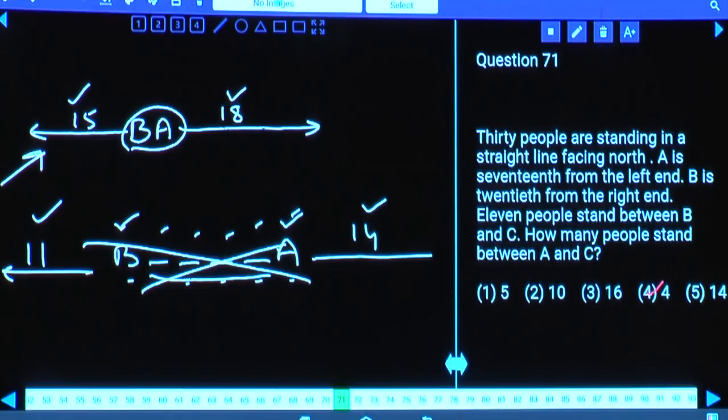How many persons should be there? Only 30 should be there. How many persons more? 5. All these 5 must be in between these two.